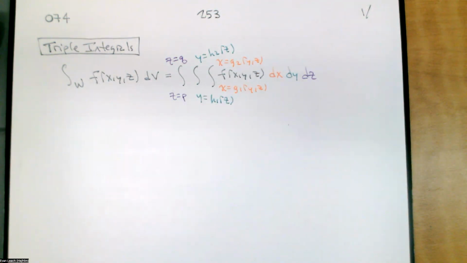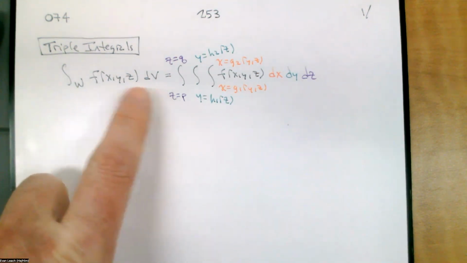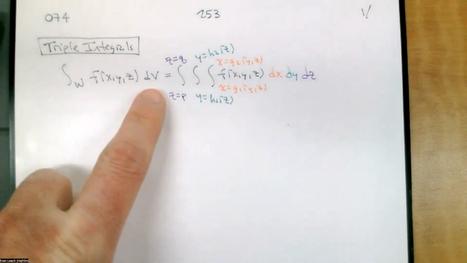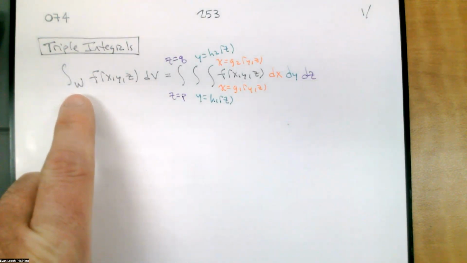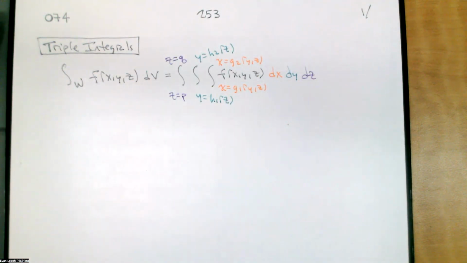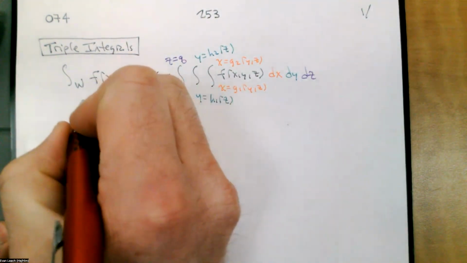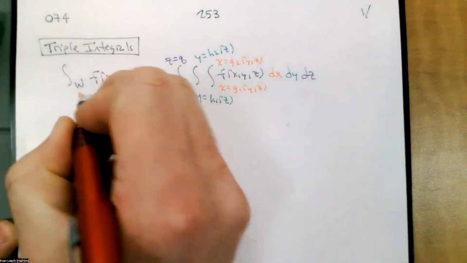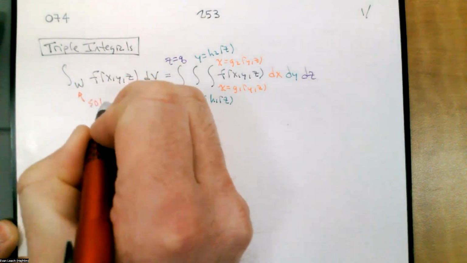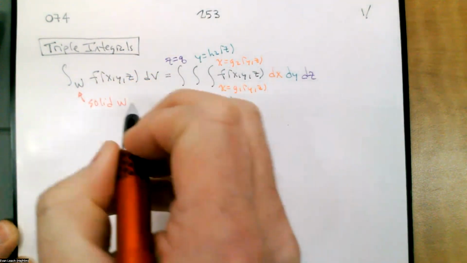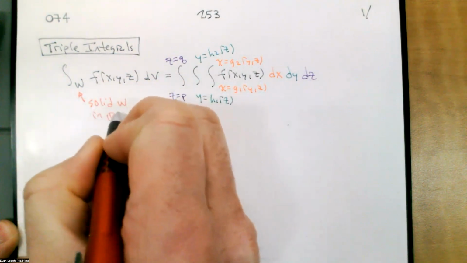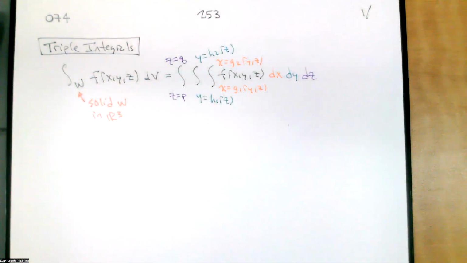From a math standpoint, none of that matters. We're just evaluating this expression, f of x, y, and z times dV at all these points in W. So W is some solid in 3-dimensional space. It's just a bunch of points x, y, and z at which we are calculating the expression f of x, y, z times dV.